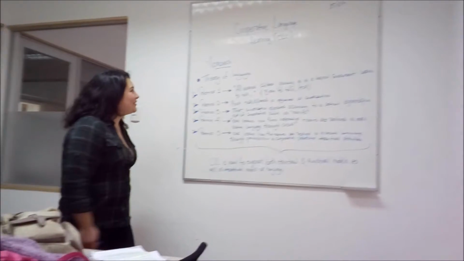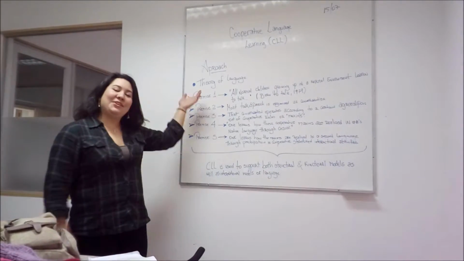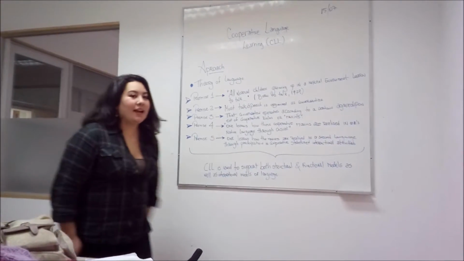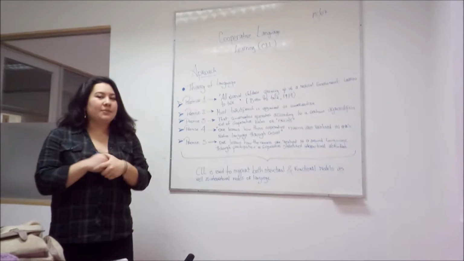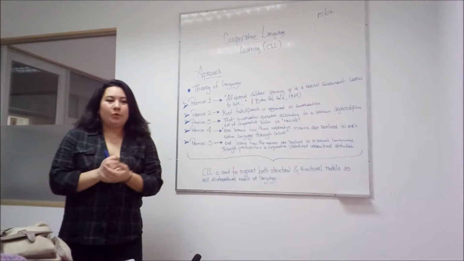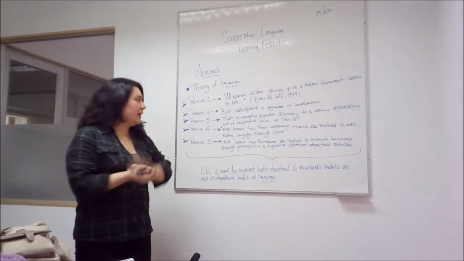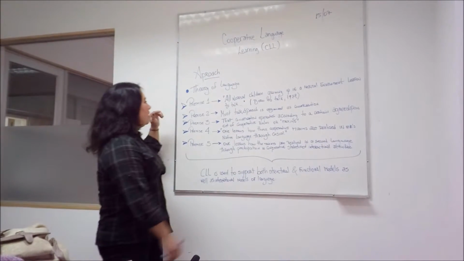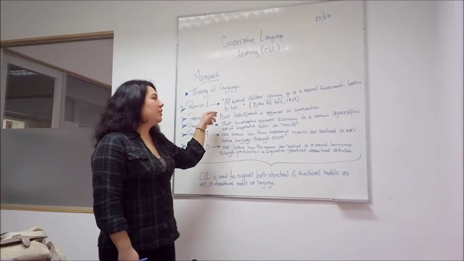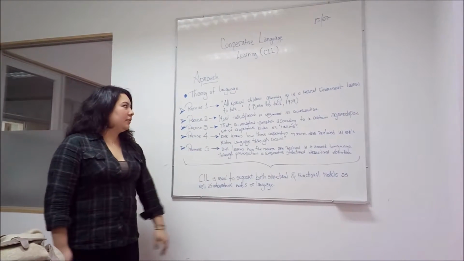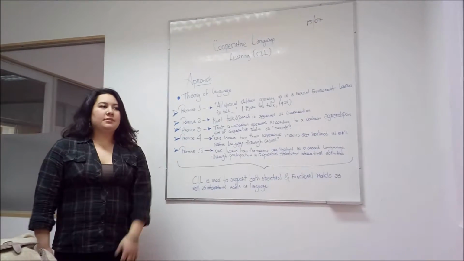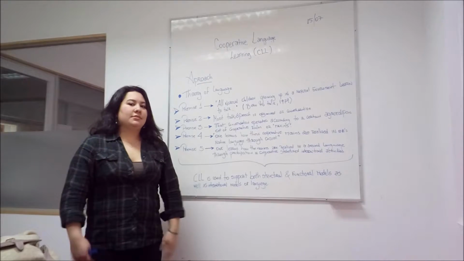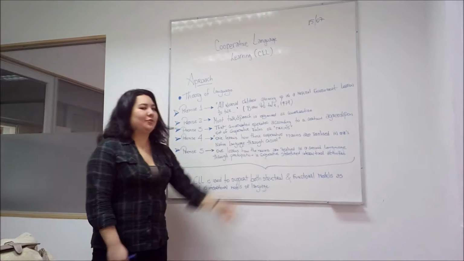Now we continue with the approach and the theory of language. CLL is founded on some basic premises about the interactive, cooperative nature of language, and we have the premises here. The first one says that all normal children growing up in a normal environment learn to talk. This means that we want to talk. It's nature, like the nature of human beings.